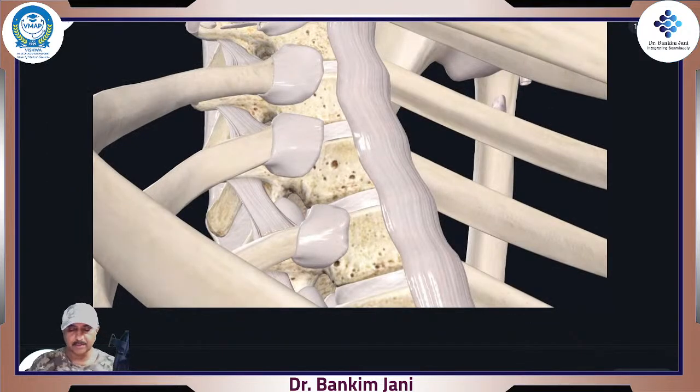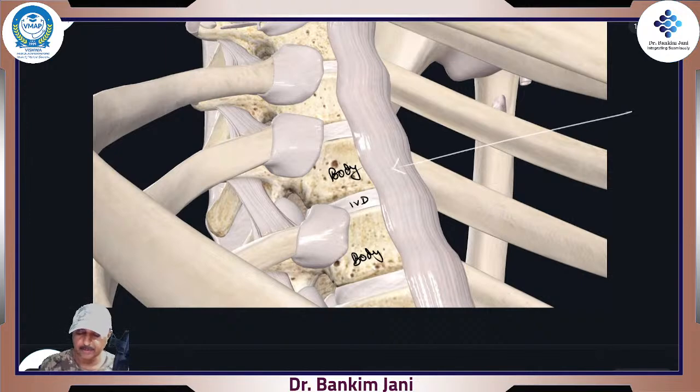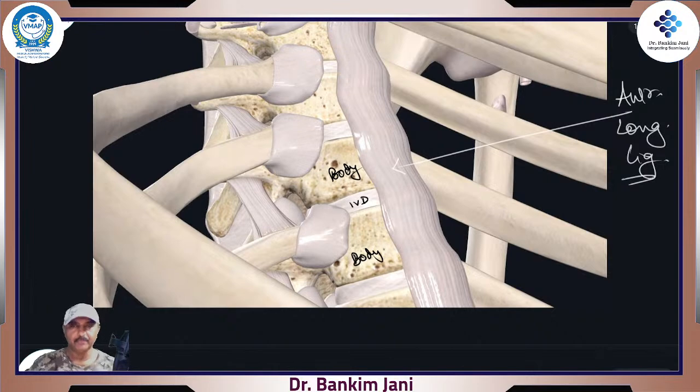Yeah, just another angle, right? When we watch from the side, these are the vertebral bodies, right? That's the body. In between is the intervertebral disc, right? And that's our anterior longitudinal ligament. Fair enough.